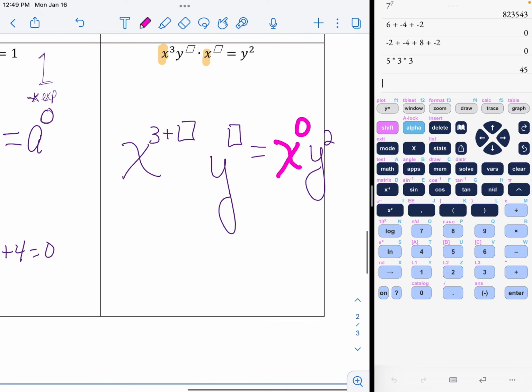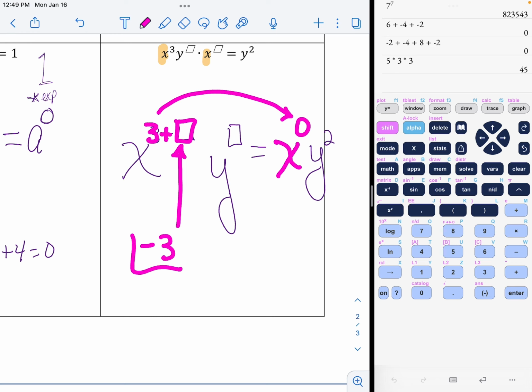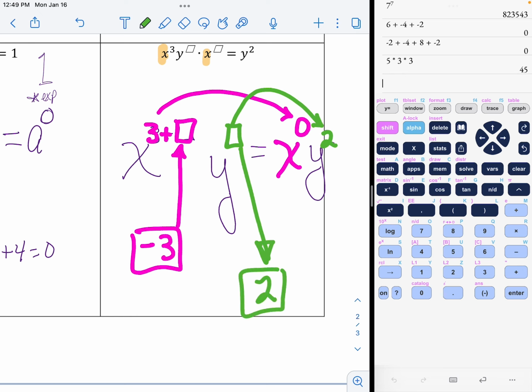So can you think what number would have to go in that box so that when I take this 3 plus this box, I end up with 0? Hopefully you guys know negative 3 is what goes in the box. Now, let's deal with the y. What would have to go in this box so that you end up with a 2 at the end? Well, since it's the only one of its kind, that green box would have to be a 2. So that one went a little bit backwards.